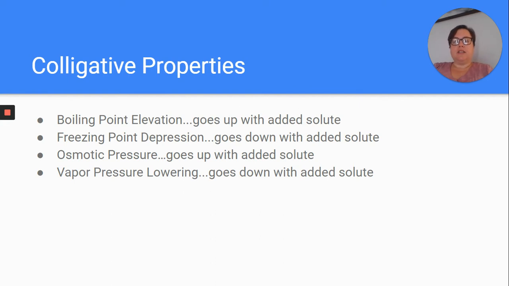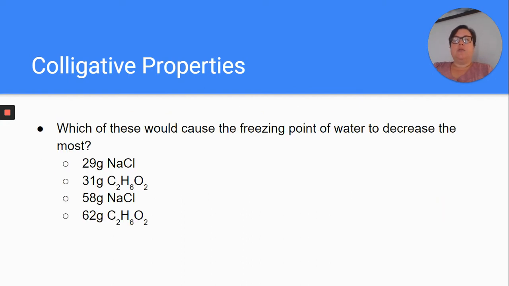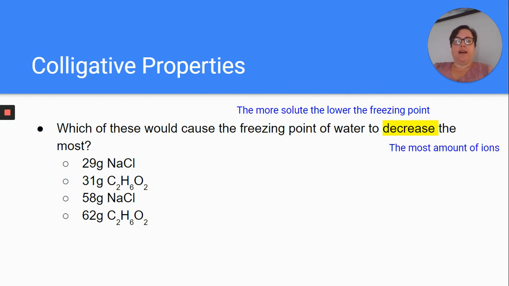So then the questions will look like this. Which of these would cause the freezing point of water to decrease the most? The first thing I'm going to key in on is freezing point. I know it's freezing point depression, which means the more solute I have, the lower the freezing point goes. Since this question is asking me to decrease the most, it wants the lowest freezing point, which would mean it has the most amount of ions or the most solute.